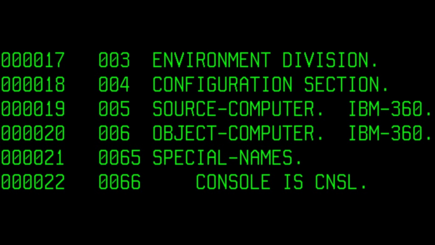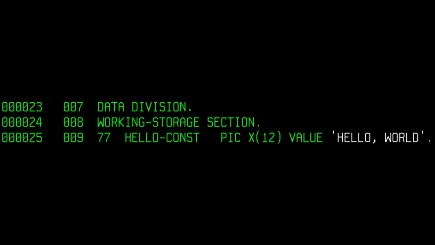Note the source computer and object computer lines. These two lines are not used much now, but they can specify the type of computer the program was written on versus the type it will run on. Again, you will not likely encounter this. The special names example lets the program know that the system console will be referred to as CNSL in the program. Next will be the data division.